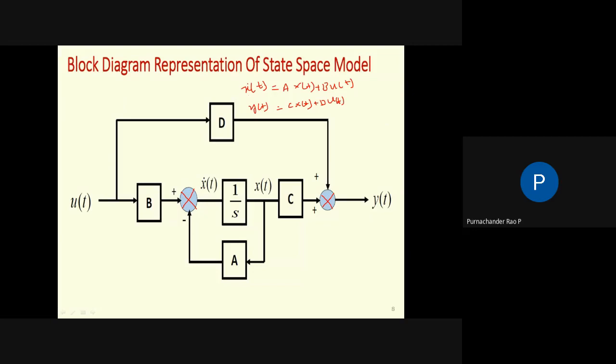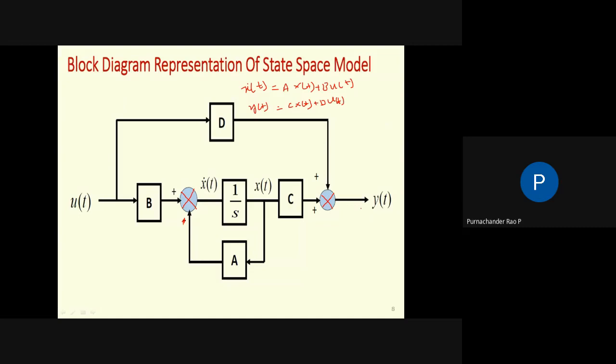So x dash of t will be equal to A into x of t. So this should be plus here. A into x of t plus B into u of t. So this signal u of t should be multiplied with a matrix B, and this should be added here. So we'll get x dash of t. Then if you integrate this, you'll get x of t.